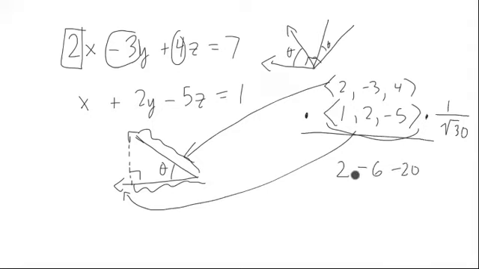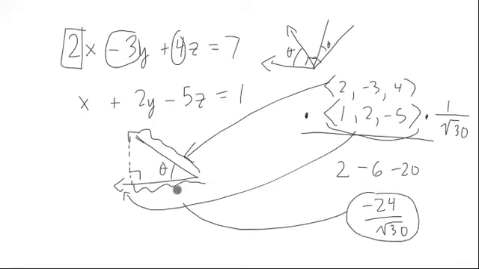Okay, so we end up getting -26, so -24, all over square root of 30. And what is this? This is the projected length right here. That's that projected length. So we have at least two legs of the triangle.